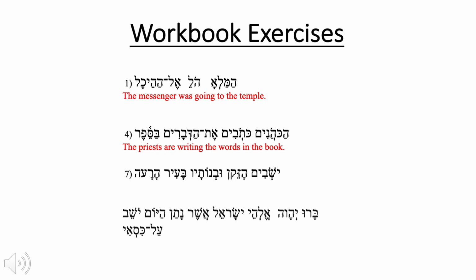Number 4 tells us about the priests, hakohanim, and it tells us that they are writing, kotvim. They are writing the words, et hadevarim, the words in the book, basefer. The priests are writing the words in the book. What about number 7?